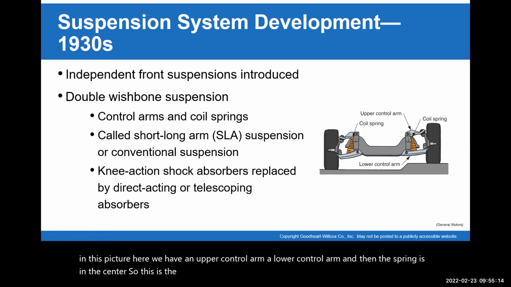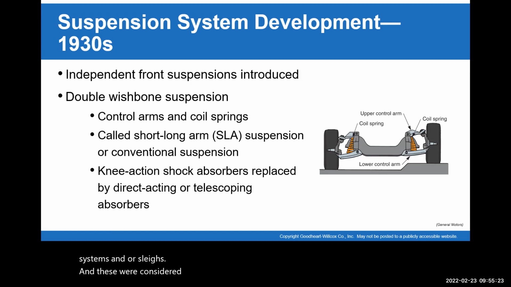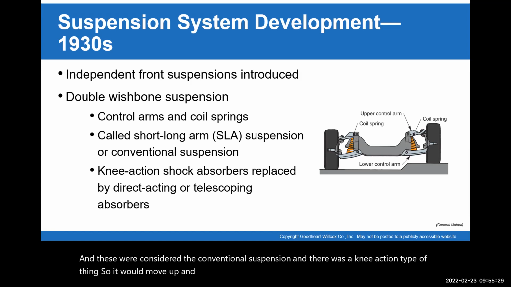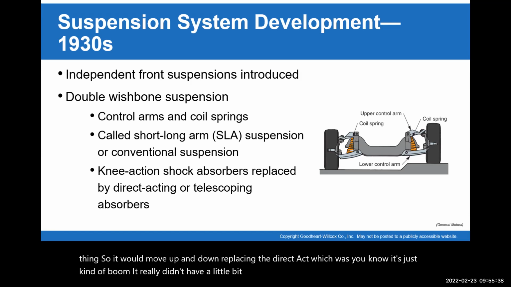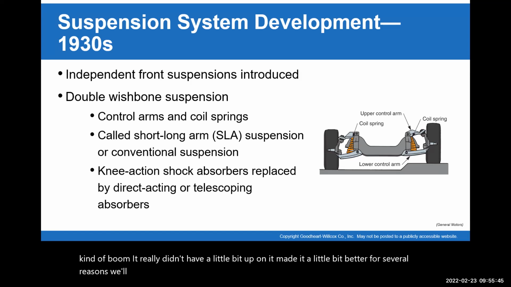They were called short, long arm systems, or SLAs, and these were considered the conventional suspension. And there was a knee action type of thing, so it would move up and down, replacing the direct acting, which was just kind of boom. It made it a little bit better for several reasons, and we'll get deeper into this as we go along.